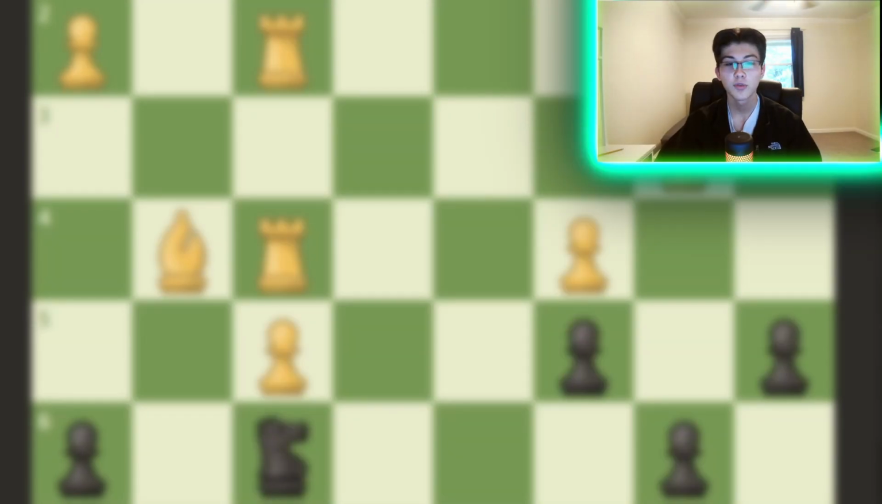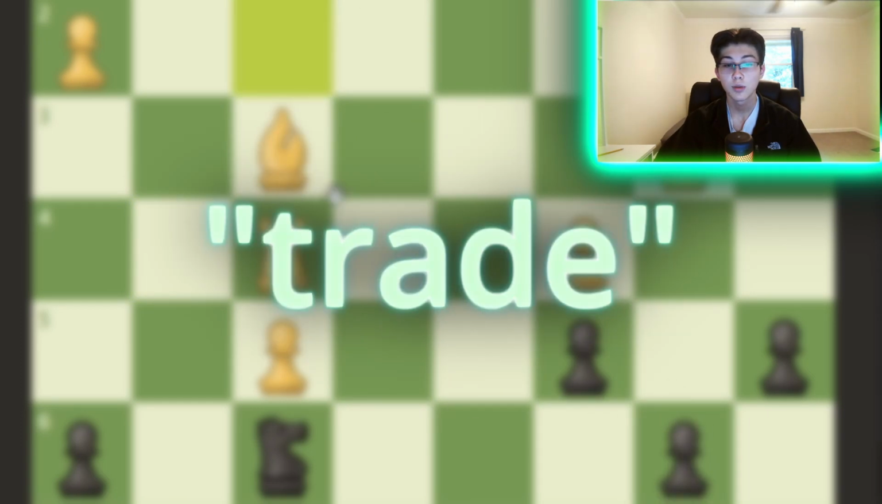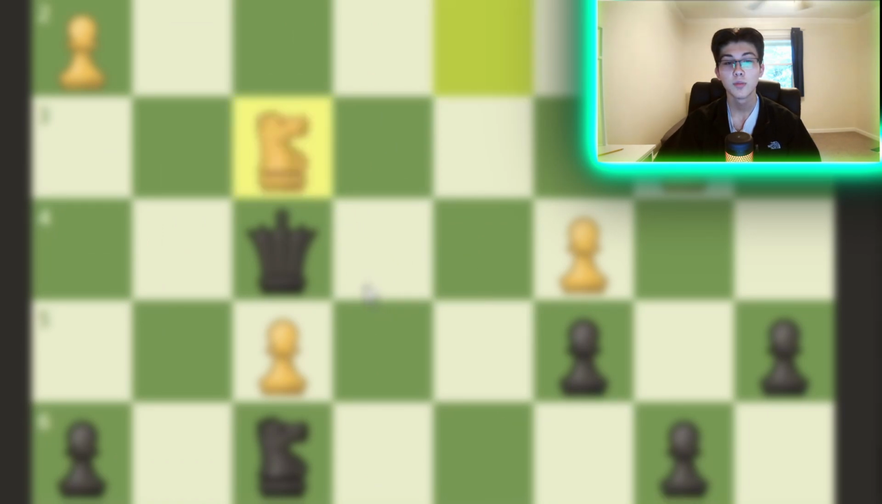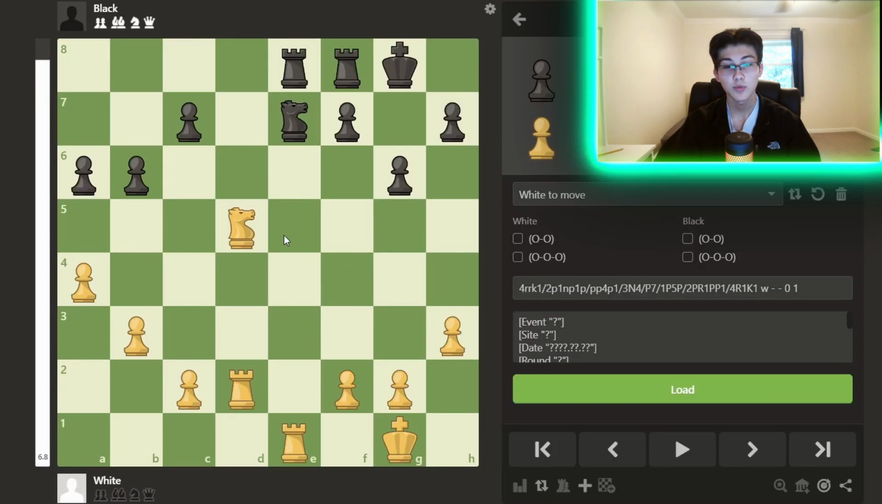Also, another thing before we start, I'm going to be using the term trade a lot in this video, so if you don't know what I'm talking about, a trade is when you capture one of your opponent's pieces and then let them capture one of your pieces in return. Some trades can also involve more than two pieces, like if you capture a piece, your opponent captures back, and you capture their piece again.